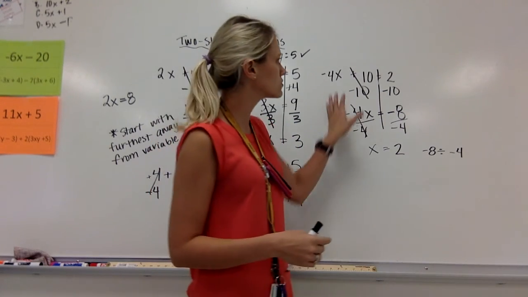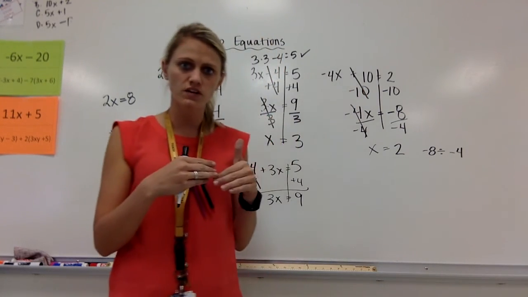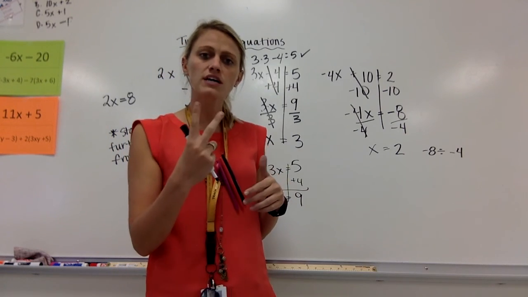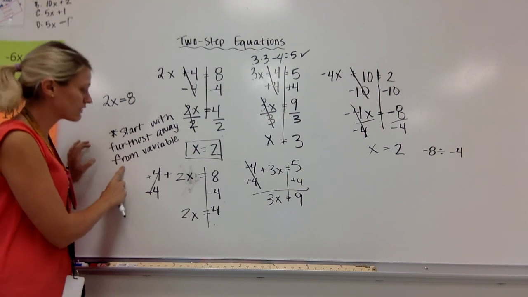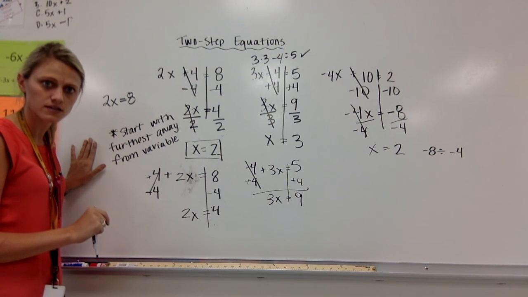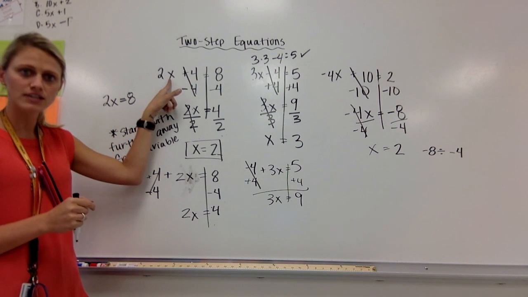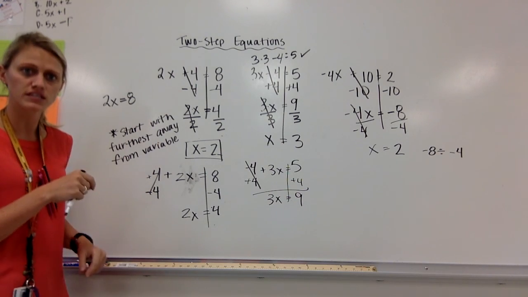Okay? So now we're just solving for x, same thing we did in the first video. We've just got 2 steps now. Remember, start with whatever is happening furthest away from the x. Okay? Don't start with what's right next to it. Start with the thing that's furthest away.